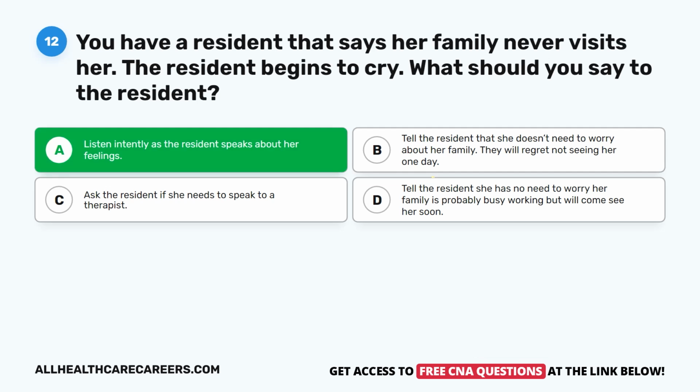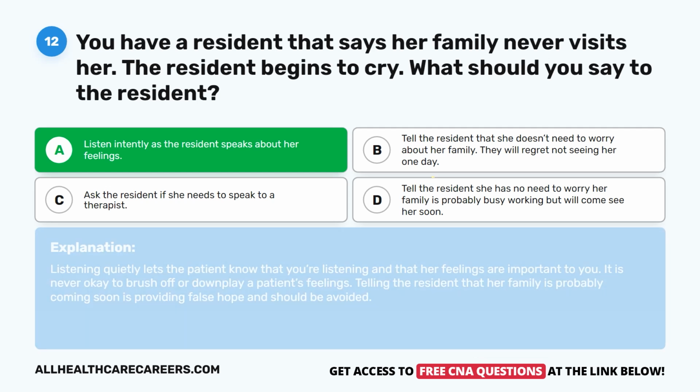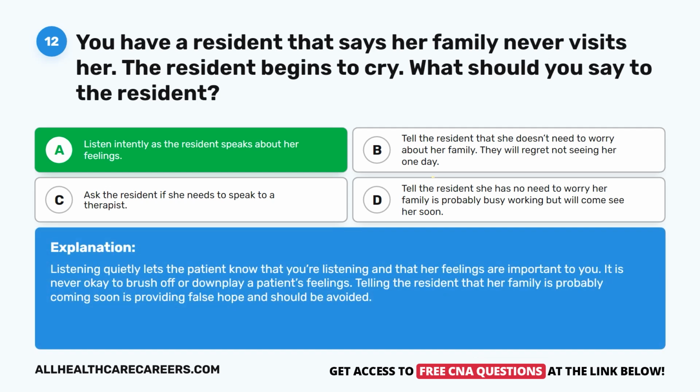The correct answer is A. Listen intently as the resident speaks about her feelings. Listening quietly lets the patient know that you're listening and that her feelings are important to you. It is never okay to brush off or downplay a patient's feelings. Telling the resident that her family is probably coming soon is providing false hope and should be avoided.